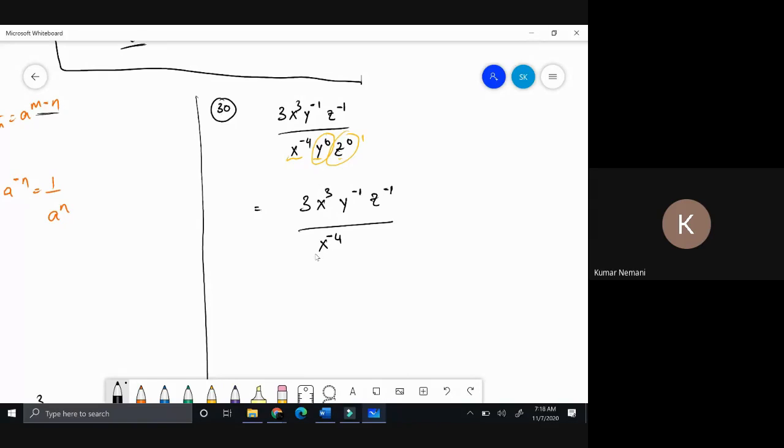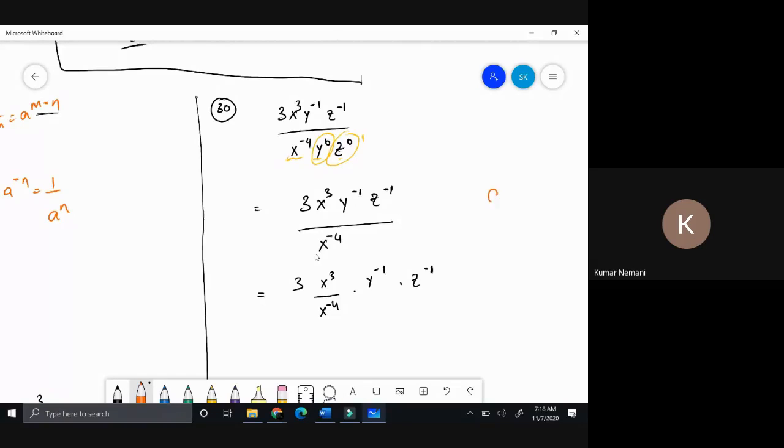And I'm not going to write y power 0 as 1 or z power 0 as 1, because you know that they are multiplication identity. That means multiplying by 1 gives the number itself. But now I'm going to split this: 3 x power 3 divided by x power negative 4, times y power negative 1, times z power negative 1.